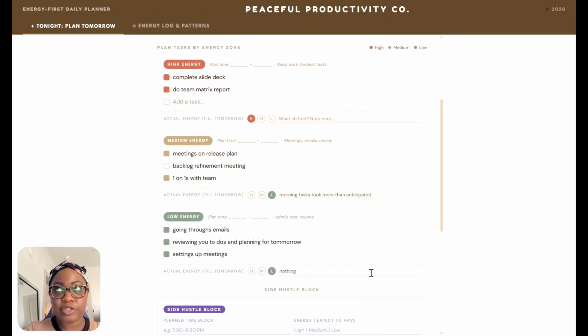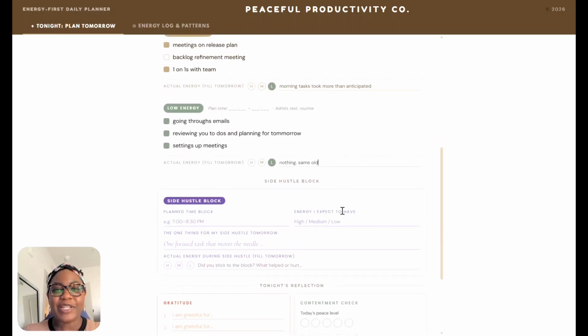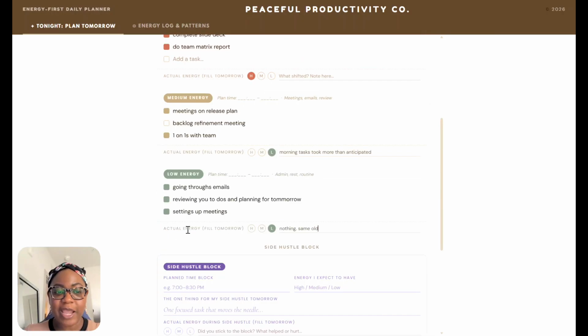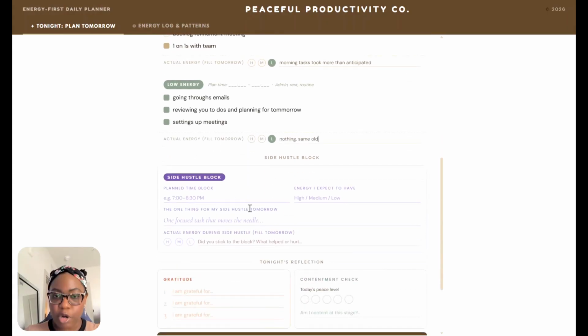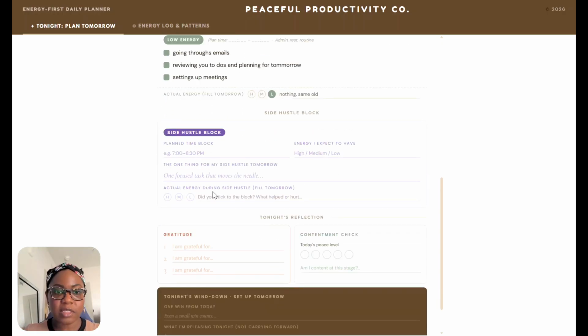You do assume or anticipate that it will be low during this period, but here you thought you're going to have medium energy, but you really had low energy. So now this is what you're going to fill out tomorrow, right? It says actual energy, fill tomorrow. So tomorrow when you're planning for the next day, Tuesday, you're going to fill this out. All right. So, side hustle block.